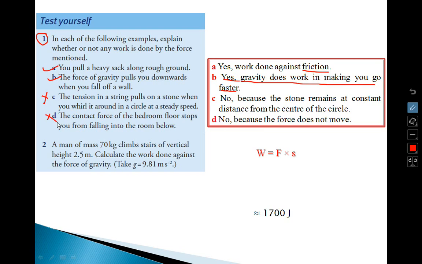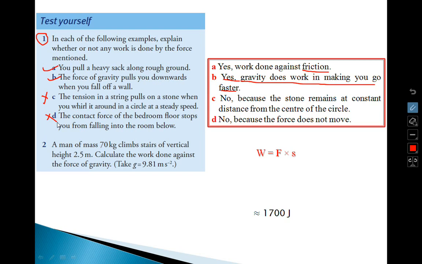Now we will take another example to explain the relation between W, F, and S. So example number 2: a man of mass 70 kg climbs stairs of vertical height 2.5 meter. We need to calculate the work done against the force of gravity.